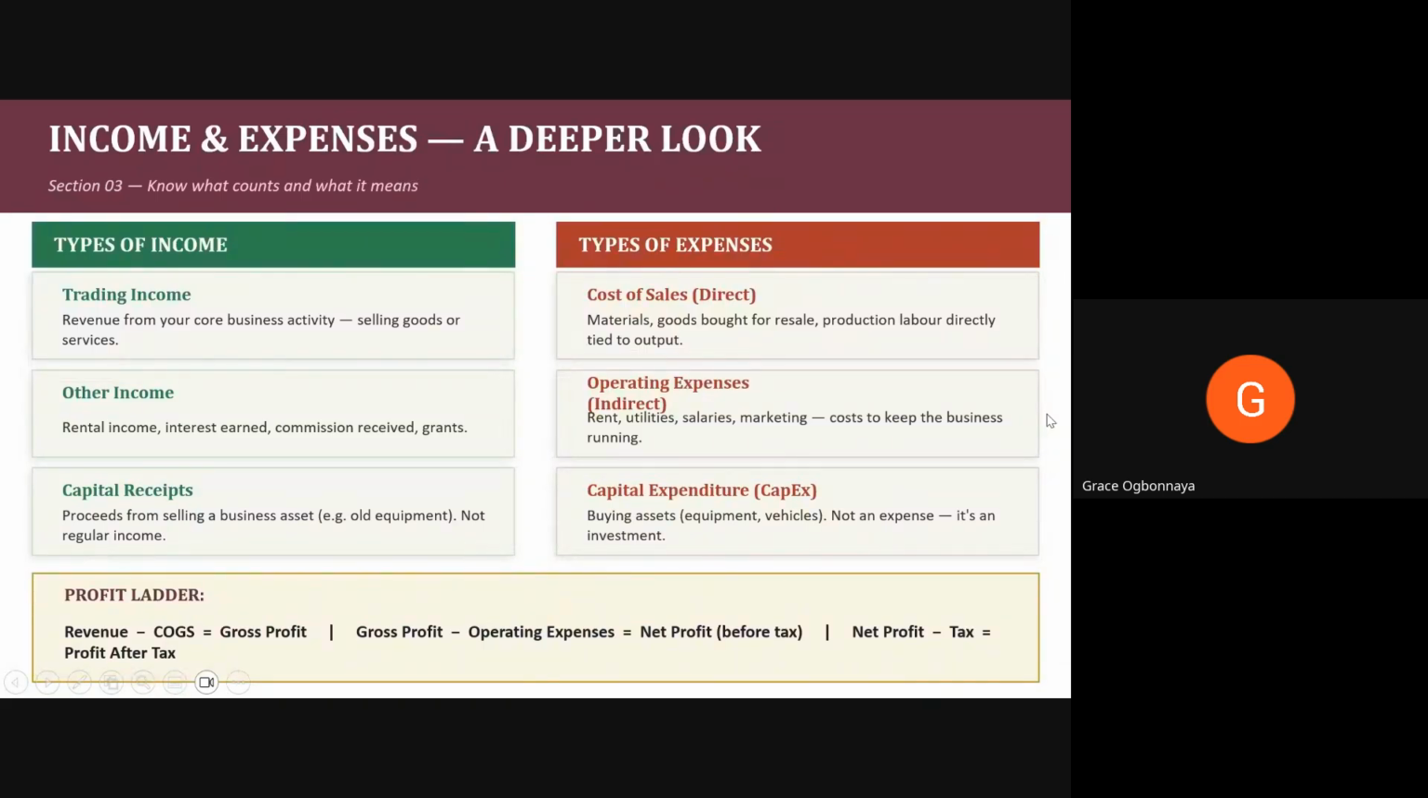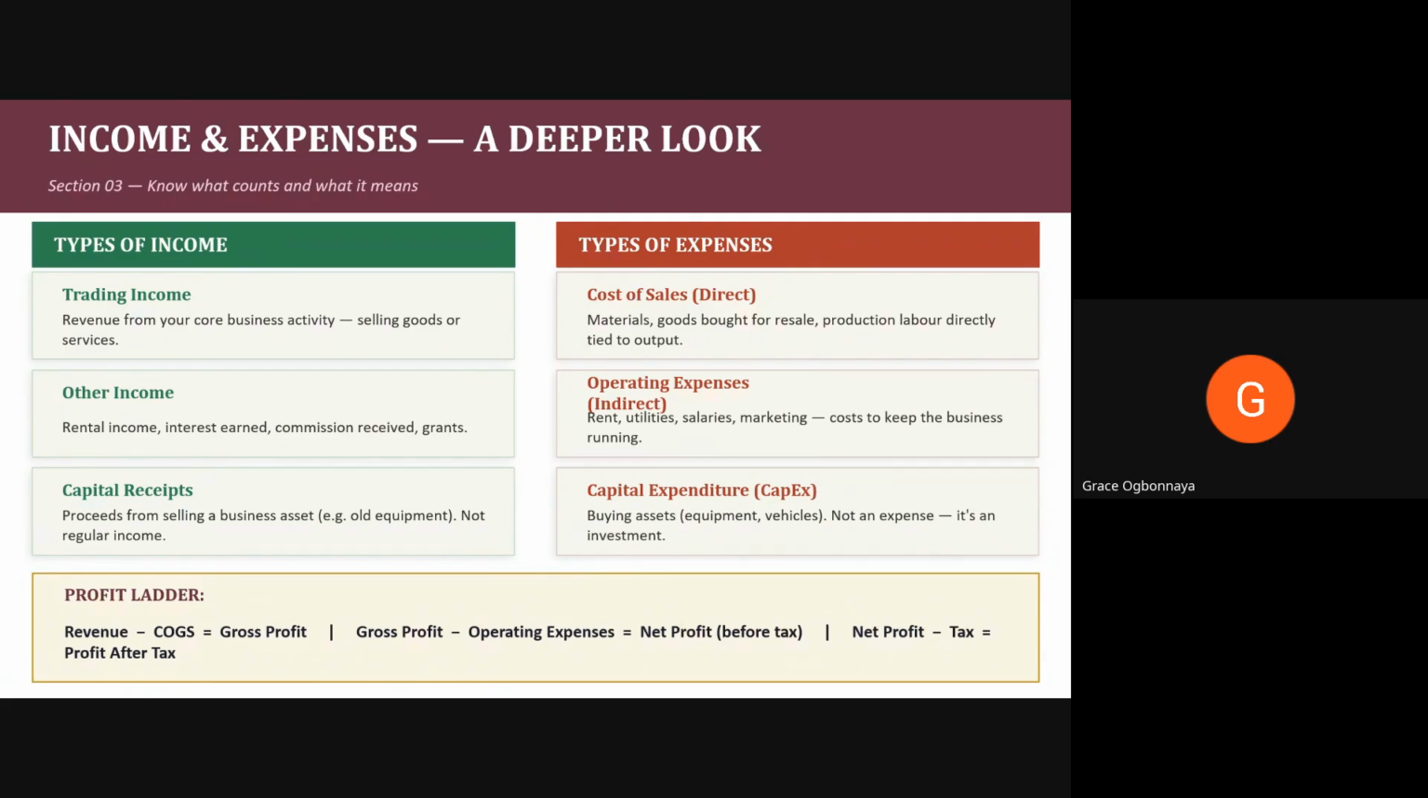Then we're also going to income and expenses. We're going deeper. So what actually counts as income and what does it mean? We have three types of income. Trading income is income that comes from your core business activities, where you are selling or producing. Like for myself, when I sell my bed sheets, pillows, and mattresses, that is my trading income.